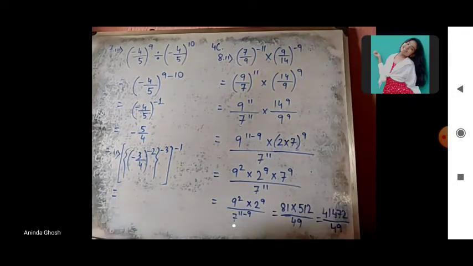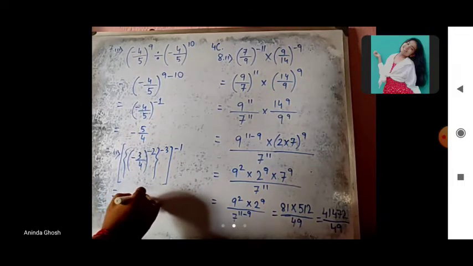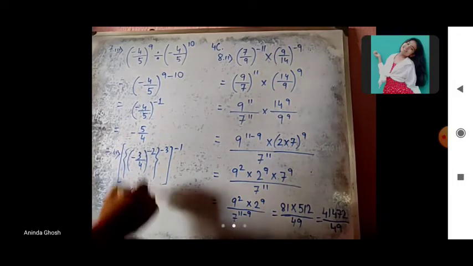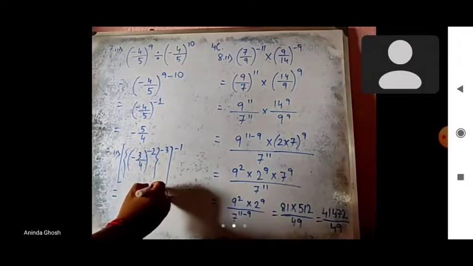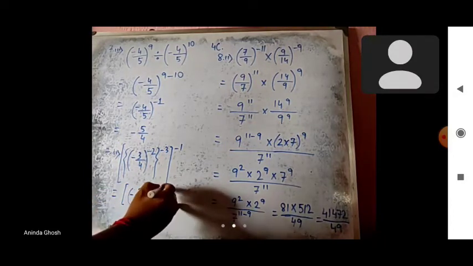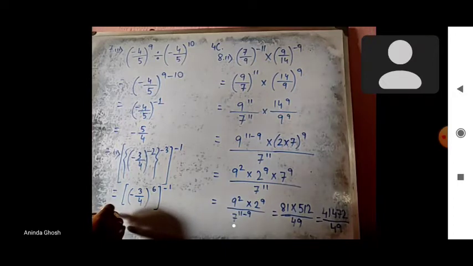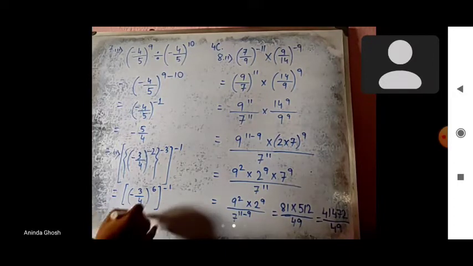Next one, minus 3 upon 4 to the power minus 2 to the power minus 3 to the power minus 1. So when there is a power of a power, the powers are multiplied with each other, so that's why we write minus 3 upon 4 to the power minus 2 into minus 3 and we get plus 6 to the power minus 1.